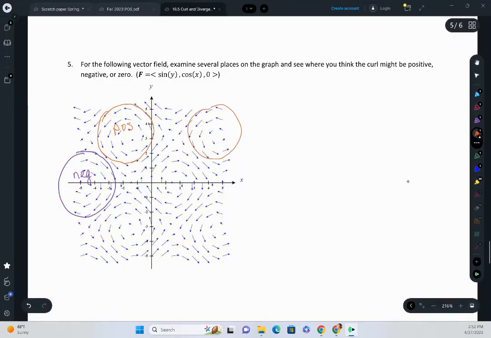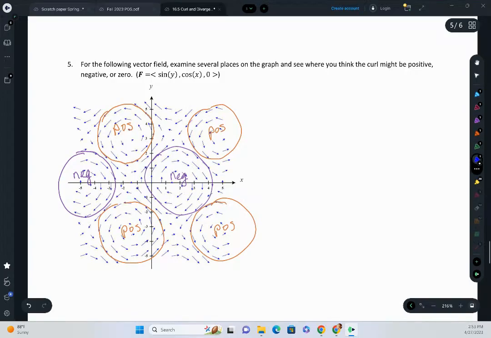Looks like right here we have counterclockwise, so that's positive. Down here we have counterclockwise, so that's positive. Down here we have counterclockwise, so that's positive. And then right here, whoops, I meant to use purple. Right here we have clockwise rotation, so that's negative.